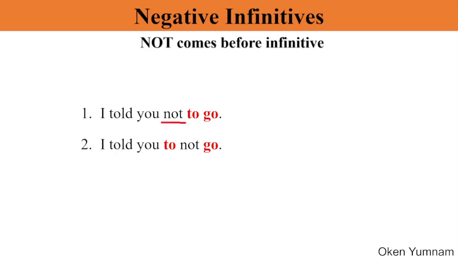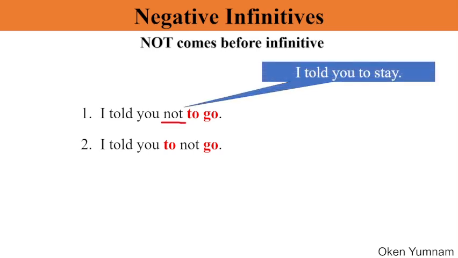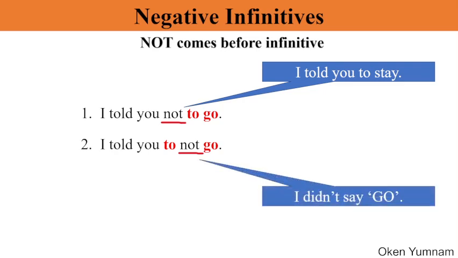Here, this is the one that we generally use when speaking or writing. It means I told you to stay. If we look at number 2, I told you to not go, not comes here after to. Here, I didn't say go. So the meaning is different. We generally use the first one.